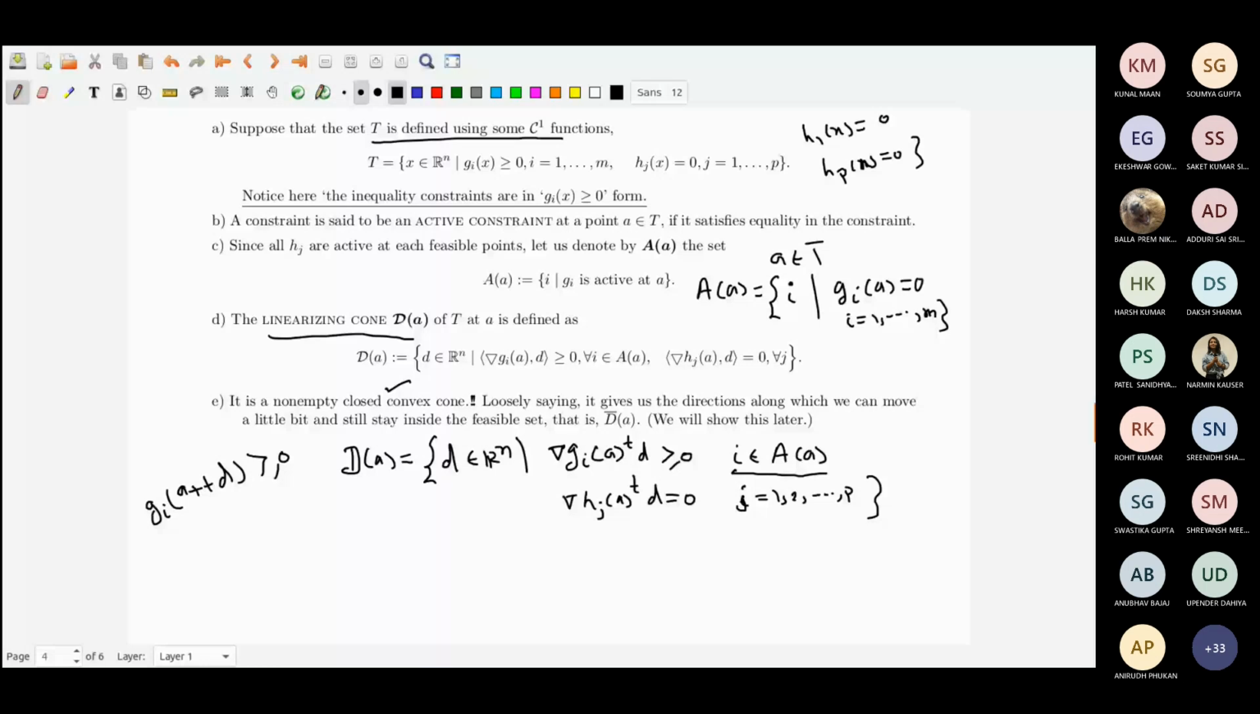So this is called the linearizing cone at A. Fine. We'll show that this linearizing cone contains all the feasible directions, the set of feasible directions. Therefore, their closure, because this is a closed set.